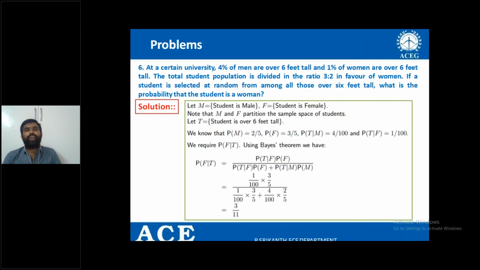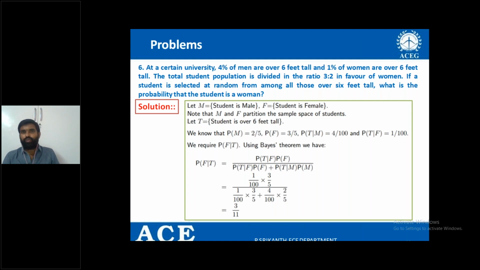So what are you supposed to find here? After selecting a tall student, what is the probability that the selected one is female? I repeat, after selecting the tall one, what is the probability that the selected one is a woman or female? That is, you are supposed to find P of F given T. After T has happened, what is the probability that F happens?